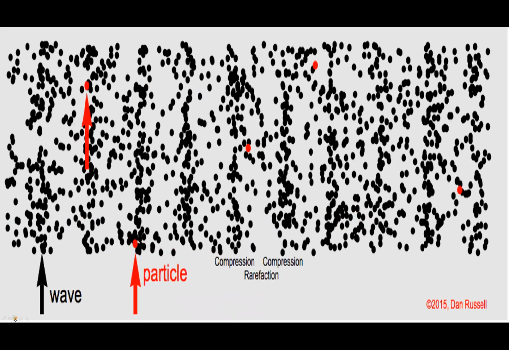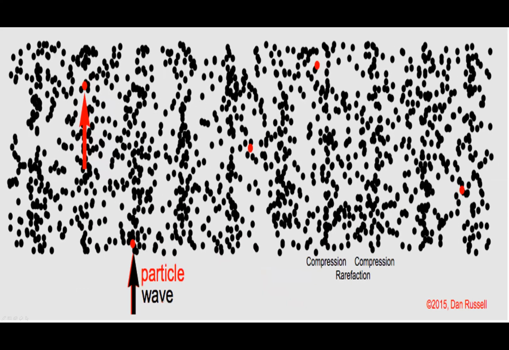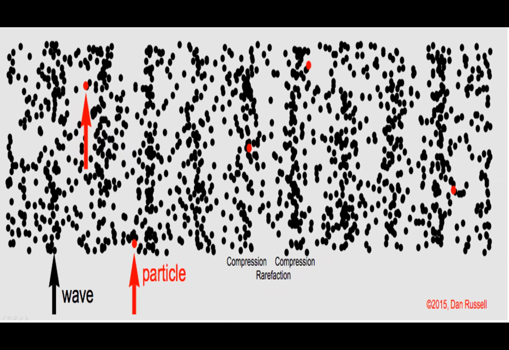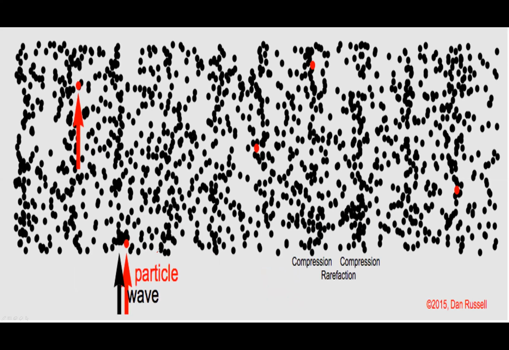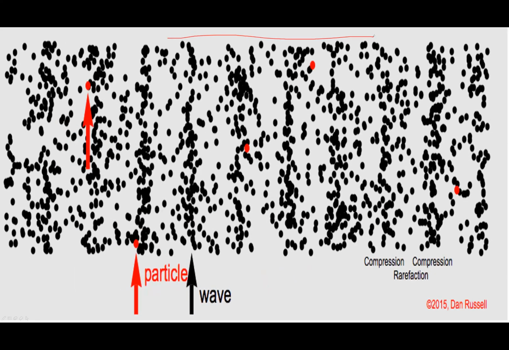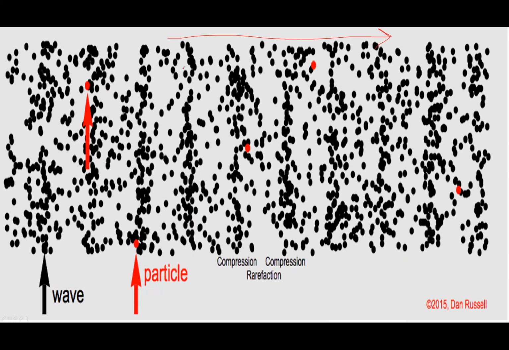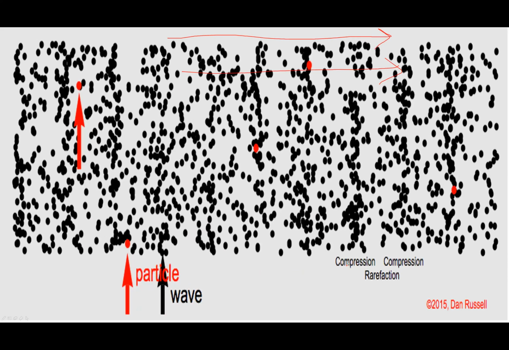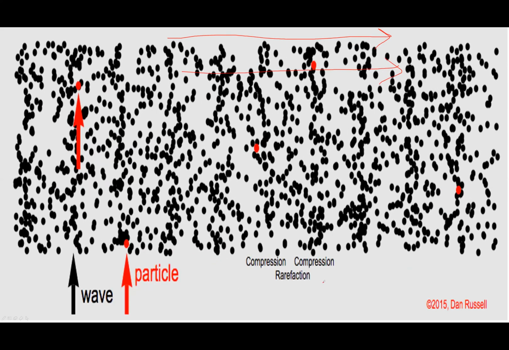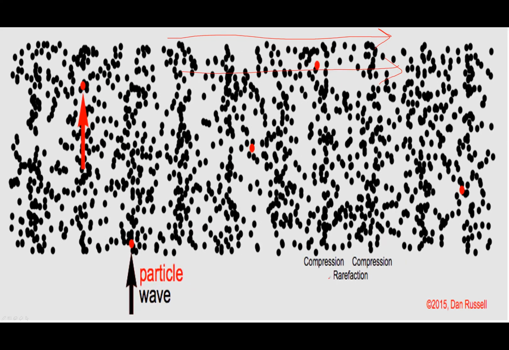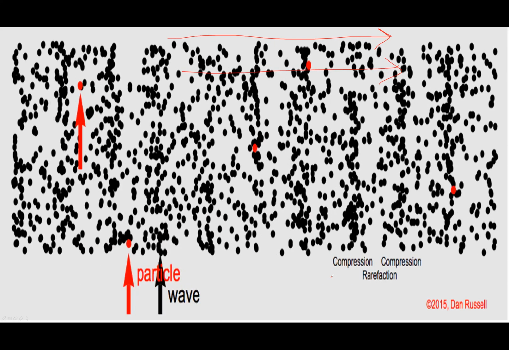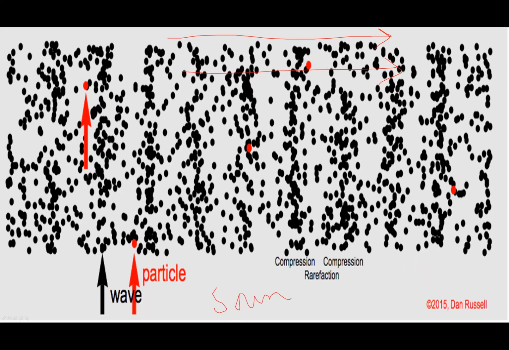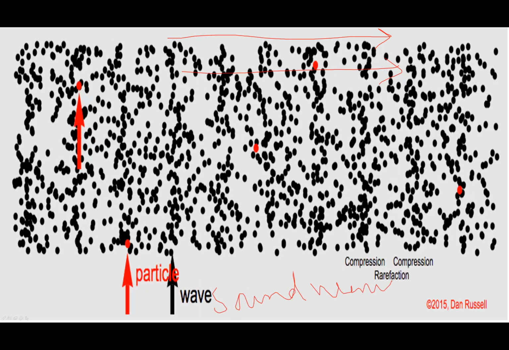So the black one represents wave motion, and this represents particle motion. The particle motion and the wave motion are both parallel. Particle motion is this one, wave motion is also this one. Both are in the same direction, so it's a longitudinal wave. Sound waves are the natural example of longitudinal waves.